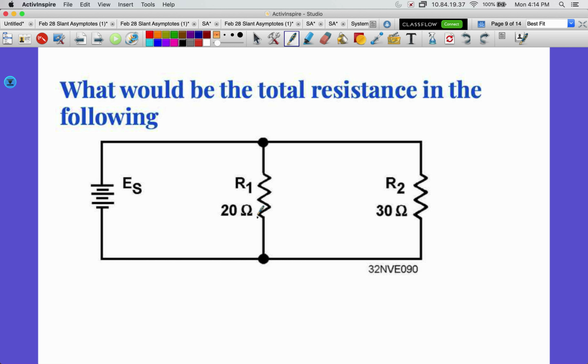All right, so here's our circuit diagram with some labels. What would be the total resistance of this? Well, 1 over R sub T equals 1 over R1 plus 1 over R2. There's only 2 resistors here.